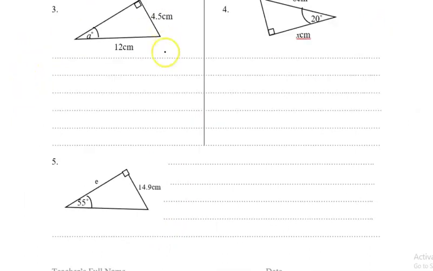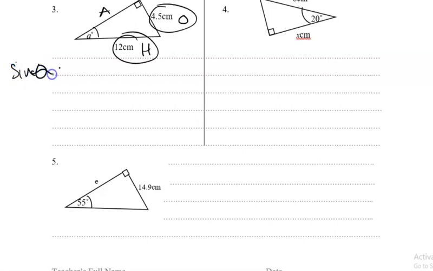Question 3. This is a right angle, so this side would be the hypotenuse. This side is opposite the angle we're using, opposite, so this is adjacent. So we have the hypotenuse and we have the opposite. So we're going to use SOH. So sine theta equals opposite over hypotenuse. So we're going to be working out the angle. So we're going to replace the theta with A. So sine A, you can put in brackets, is going to equal opposite 4.5 over 12.